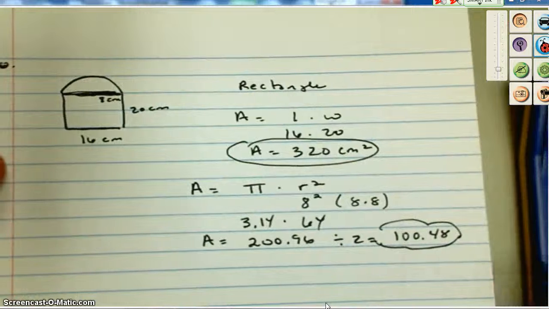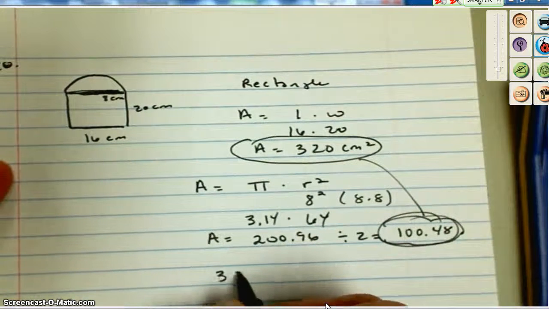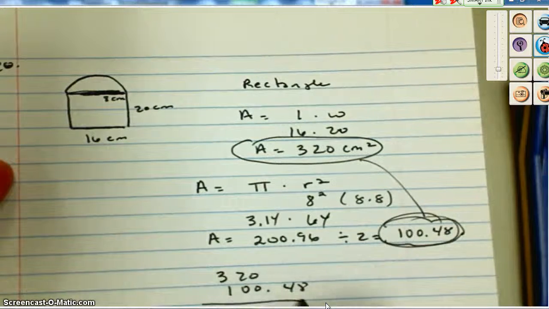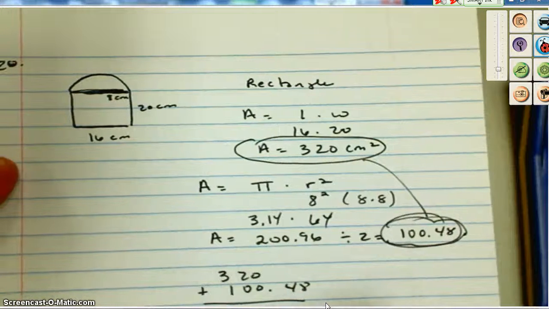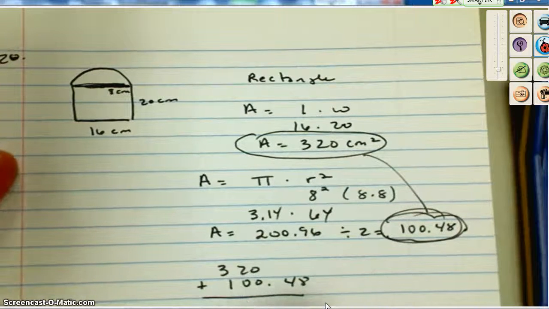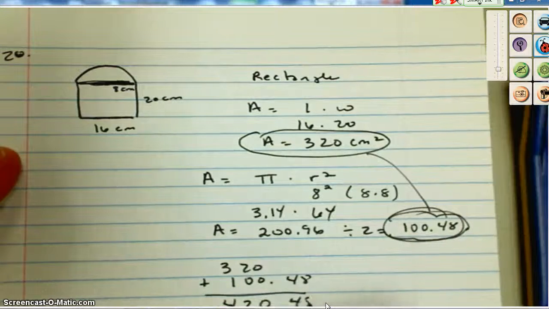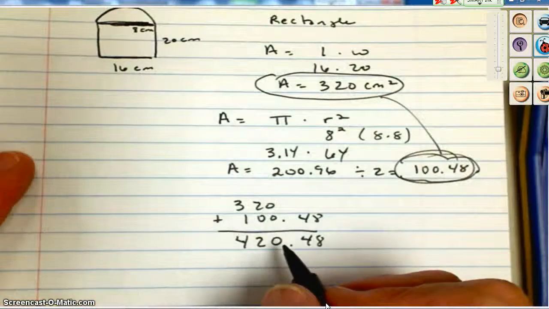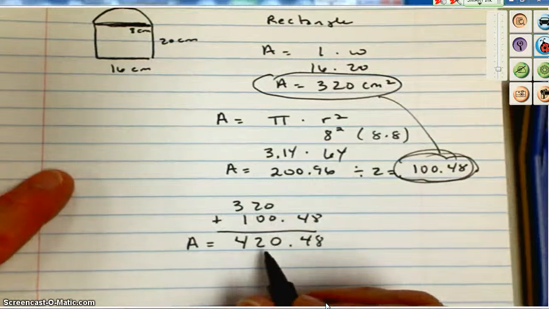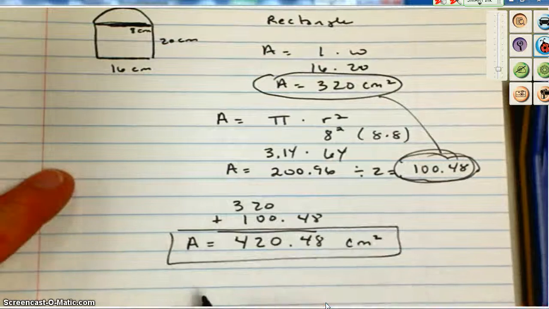So now we need to add these two portions together. We have 320 plus 100.48, and we're going to add that together. Again, if this was money, it'd be $100.48, but we're going to use this as a decimal number. So added together we have 420.48. Excuse me, so you can see. So the area of this combined figure is 420.48 centimeters squared. And we're going to box it in.